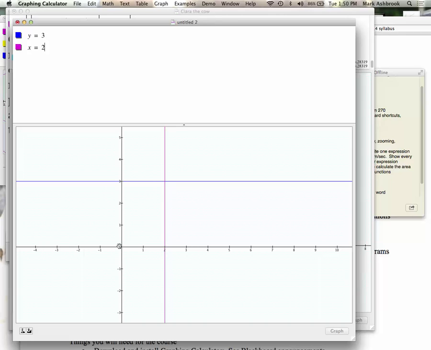Okay, and then for squares, say we want to do everyone's favorite parabola, y equals x squared. All you have to do is shift 2, and that automatically gives you the exponent of 2. That also works for shift 3. But any other exponent, you need the caret. If you do just shift 2 or shift 3, that's squared or cubed, but any other exponent, you've got to do what? Shift 6, and then your exponent. Okay?